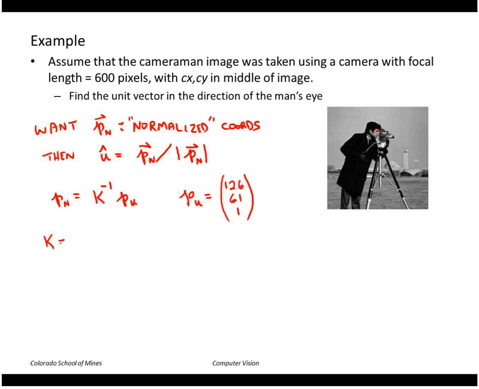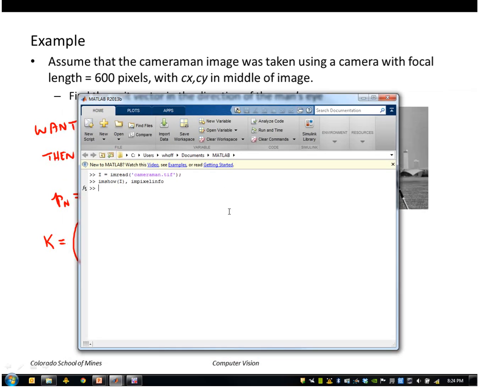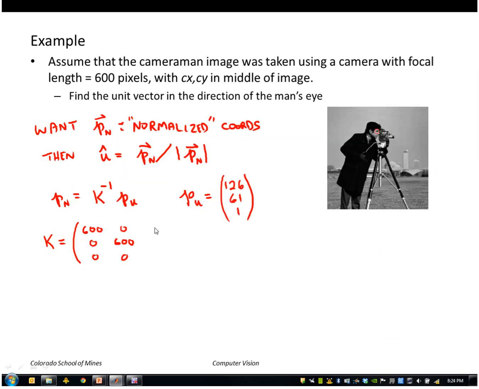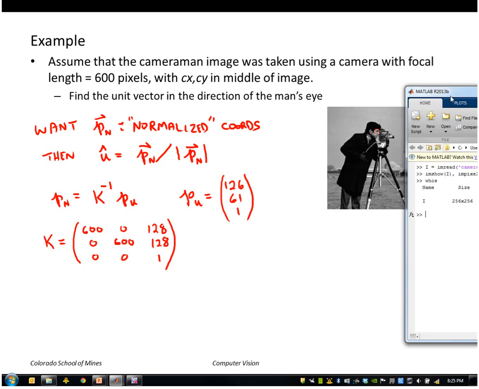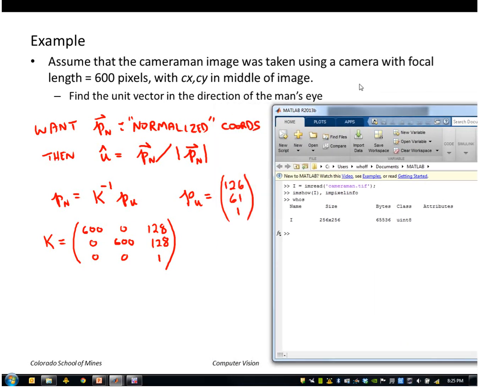My K is 600. I said the focal length was 600. And the center, Cx, Cy, is in the middle of the image. To find out the size of the image, I'll type whos, and this image is 256 by 256. So the center would be 128, 128. All right, so we can go ahead and compute this now in MATLAB.